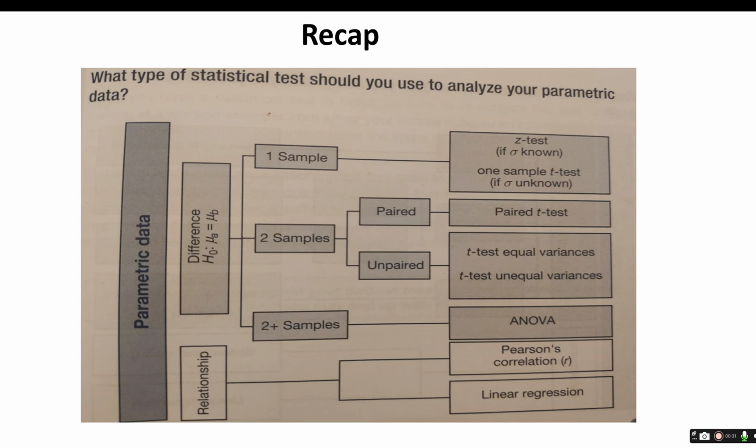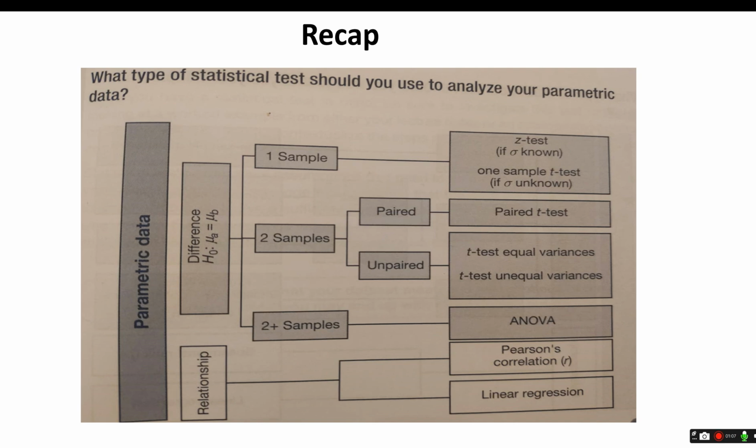And if you just have a flowchart of this, I just borrowed this from a very nice data analysis book, where the one sample is there. For the one sample we either use Z test or the T test. For the paired sample we use paired T test. If there are two samples, for the unpaired we use the T test for equal variance or unequal variance. If anything comes with more than two samples, we use ANOVA, and for getting the relationship we use the Pearson correlation and linear regression.